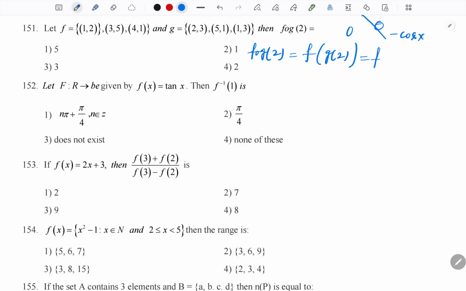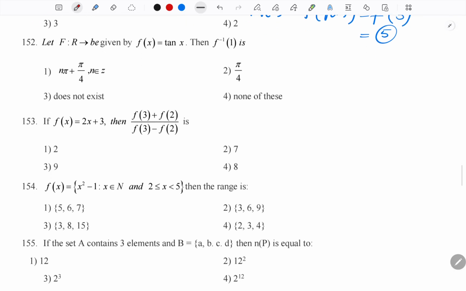F of, okay, I will do like this. F of, what is g of 2, students? G of 2, where g at 2, what is the answer? 3. So what is g of 2 here? Answer 3. F of 3. What is f of 3, answer here, students? F of 3 is 5. Then 5 is my answer. So which one? Option number 1. Then clear. This is very simple. They ask a very easy question, right?